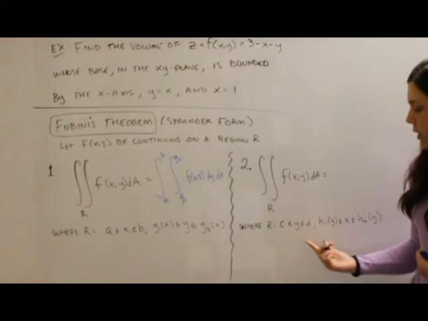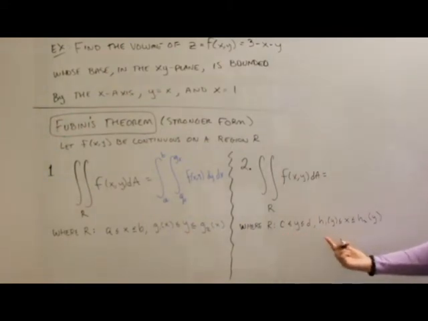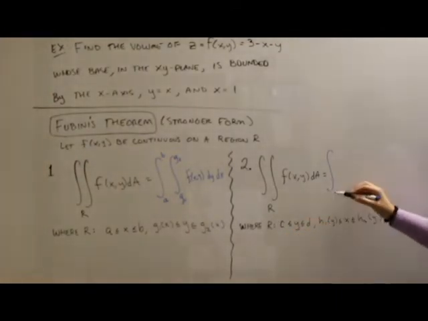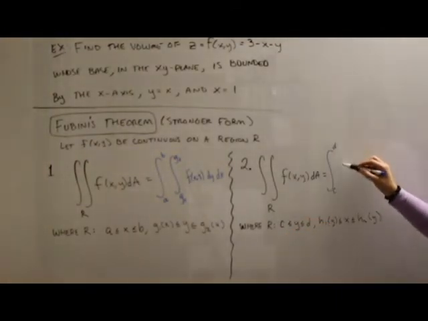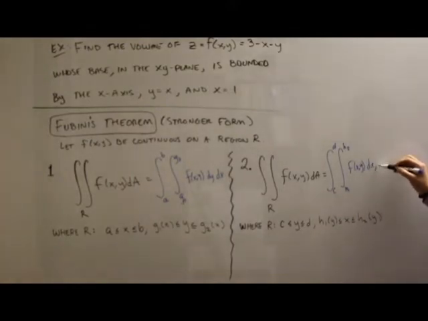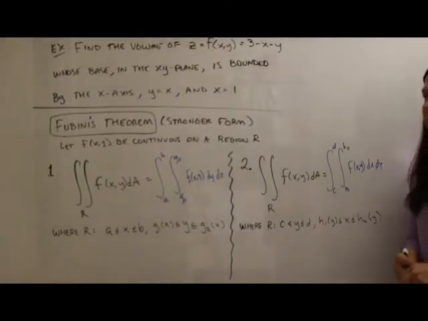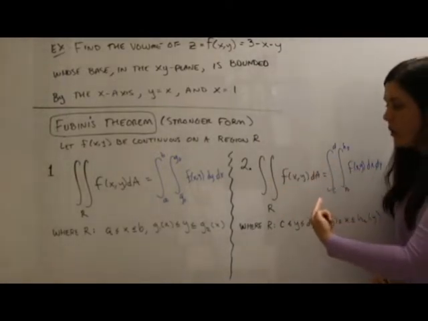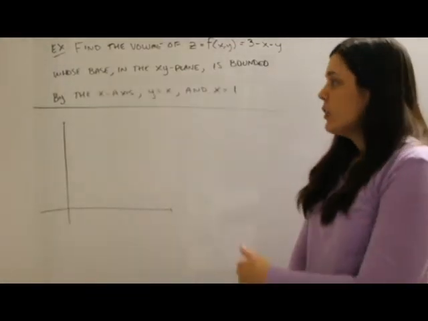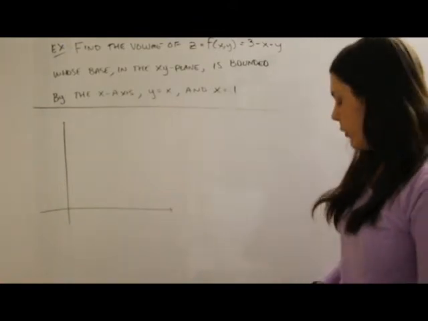So if our region is bounded between c and d for y, and h1 and h2 for x, then you integrate with respect to y later, so this is outside, and integrate with respect to x first, and this is from h1 to h2, of your function f of xy, integrating with respect to x, and then y after that. Okay, so we'll show in this example that we're going to get the same answer either way that we do this.